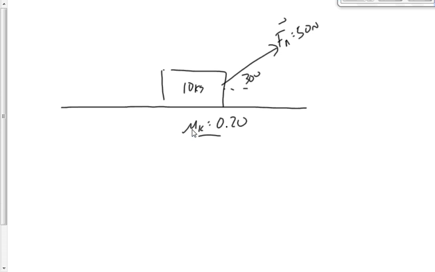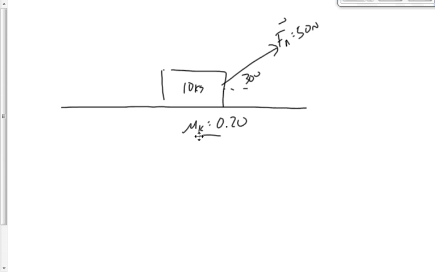Now this object moves to the right, just like a wagon does. When you pull it up at an angle, the wagon doesn't go up at an angle. The wagon goes parallel to the surface and goes along that surface. Same thing with this 10 kilogram box. What do we got to do first?